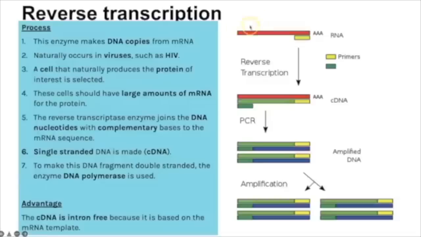So this is what we can see here. We've got our mRNA molecule, which is single-stranded. You would then add the enzyme reverse transcriptase, and free-floating DNA nucleotides would align opposite their complementary base pairs, and we've then created a single strand of DNA. We'd then add DNA polymerase to make it double-stranded. And the advantage of this option is cDNA, which is what we call the molecule that's made, is intron-free. And that's because it was copied from mRNA, and mRNA already has the introns removed.